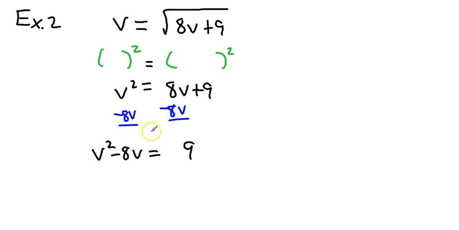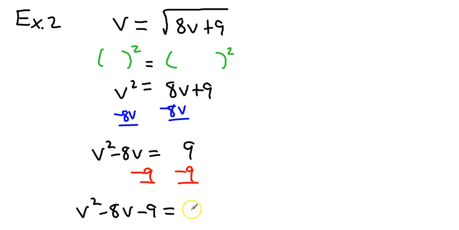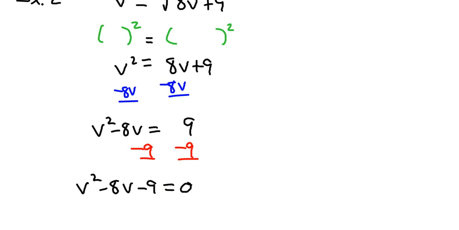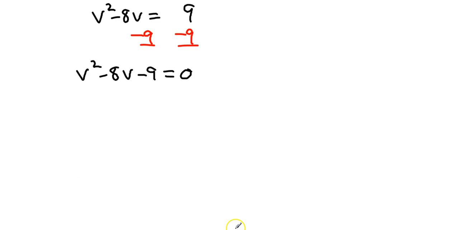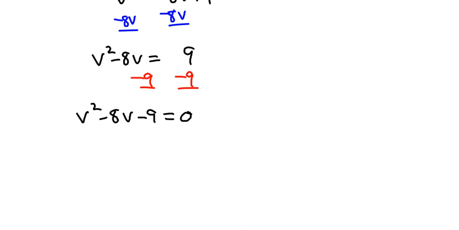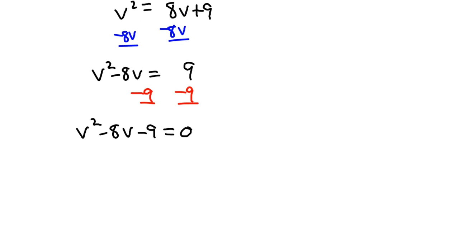Okay, and since we moved the 8v over, we'll go back and subtract the 9 at the same time. So that now we've got everything to the left-hand side where the v squared is positive, because that's going to make this thing a lot easier when we start trying to solve and factor. Again, the factoring on these should be pretty straightforward because there shouldn't be that many options.